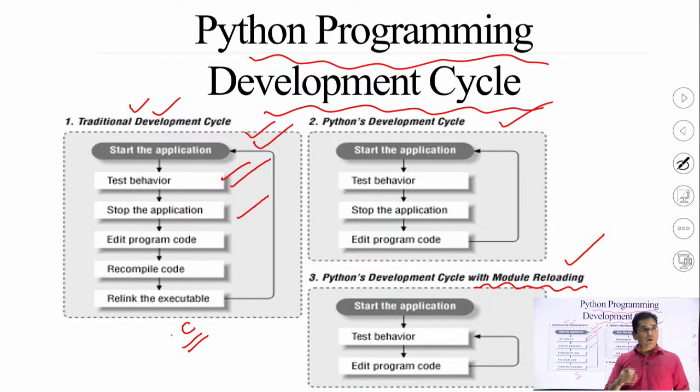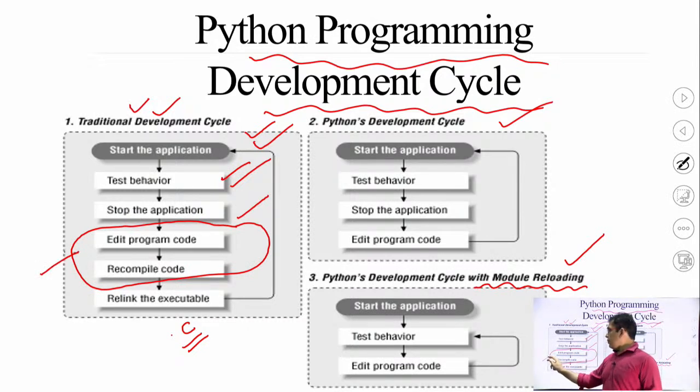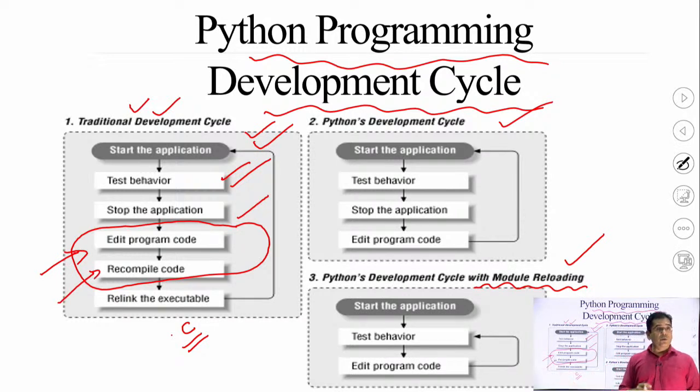If you are not satisfied with the required result, you need to stop the application and edit the program code and recompile it. This is the major part which may now be eliminated in high level programming languages. Recompile the code again and again. You need to edit the program, that is your source code.